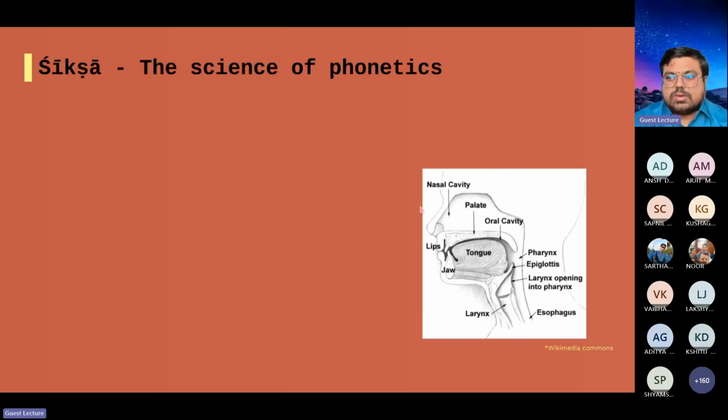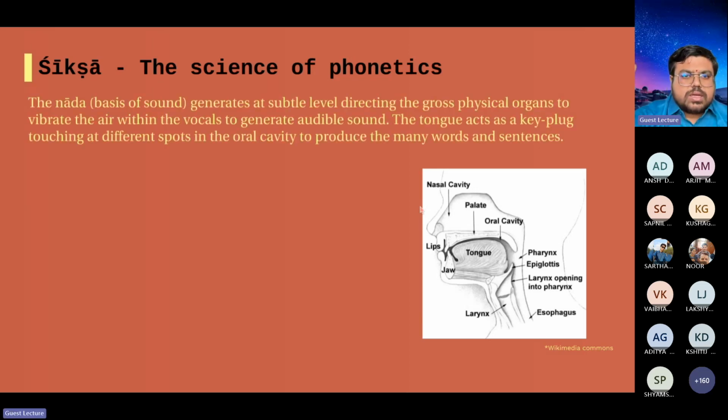After all, Veda is an orally transmitted tradition. So the utterance through your vocals is one of the primary traits you need to get trained in before becoming a teacher in the Veda. The premise or the fundamental theme is that the nada generates at a subtle level, directing the gross physical organs to vibrate the air column within the vocals.